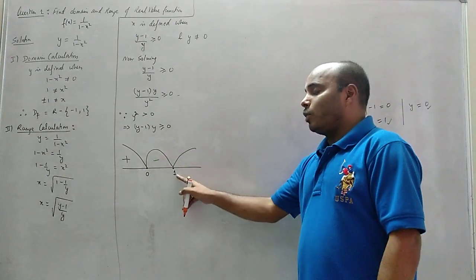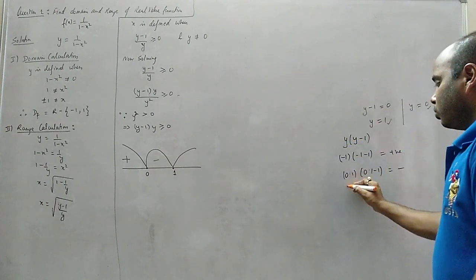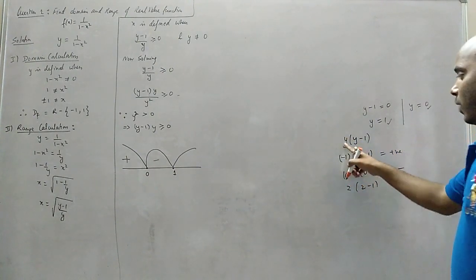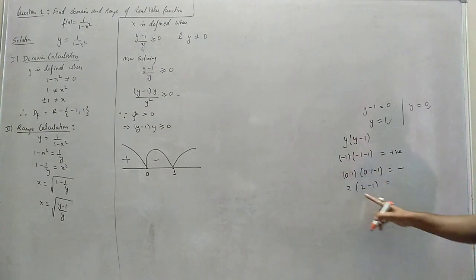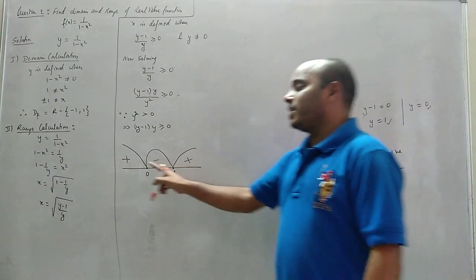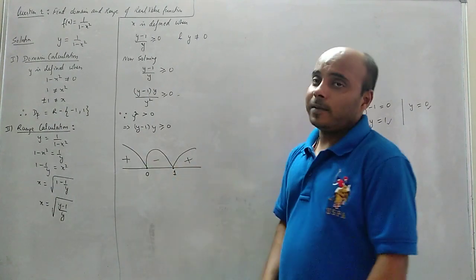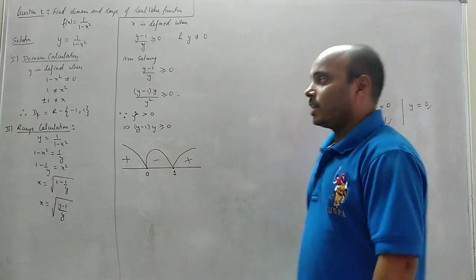Clear? Now take a value greater than 1 on this side. Take the value 2. 2 into 2 minus 1. How much will this come? Positive, positive, positive. So this region is positive. So you will always get alternating signs: minus, plus, minus or plus, minus, plus. Okay? Clear? Now you understand these things.